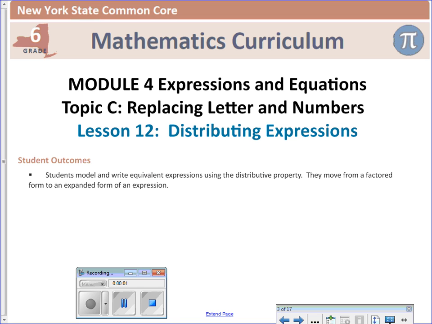Module 4, Lesson 12, Distributing Expressions. This is a follow-up of everything that we worked on last week. We are going to take it another little teeny tiny half step, but it's all pretty much the same thing. So we'll practice looking at equivalent expressions with models and just writing equivalent expressions.